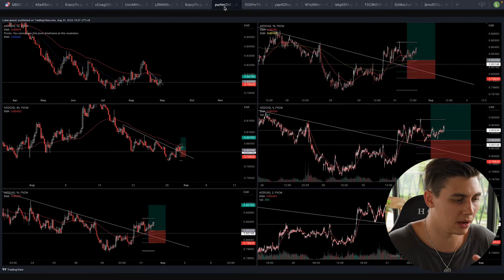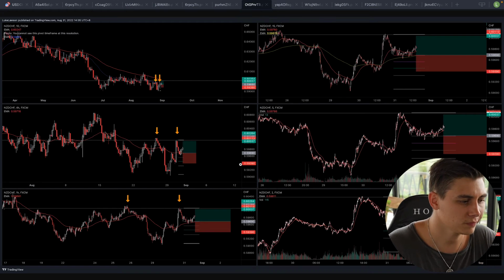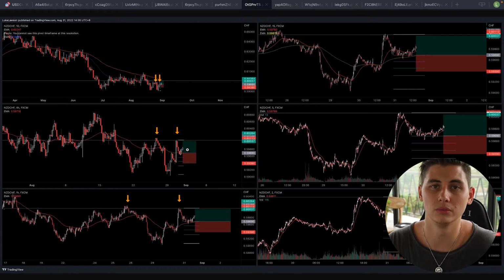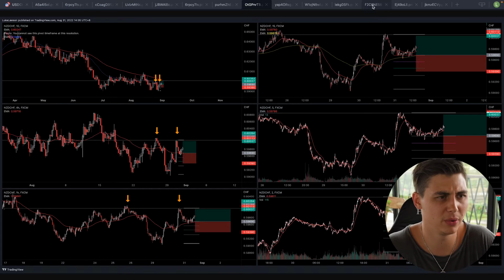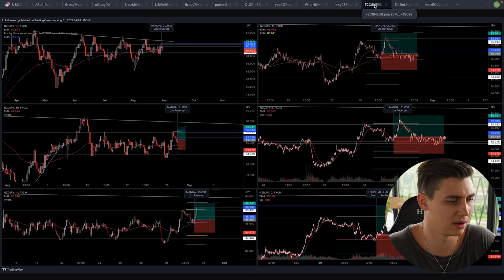Same rule applies to our horizontal support and resistance. Like a trend line, they respond similarly. This one here, not such a good setup. Now, where was my setup? That was a great one. This one here was a great one.